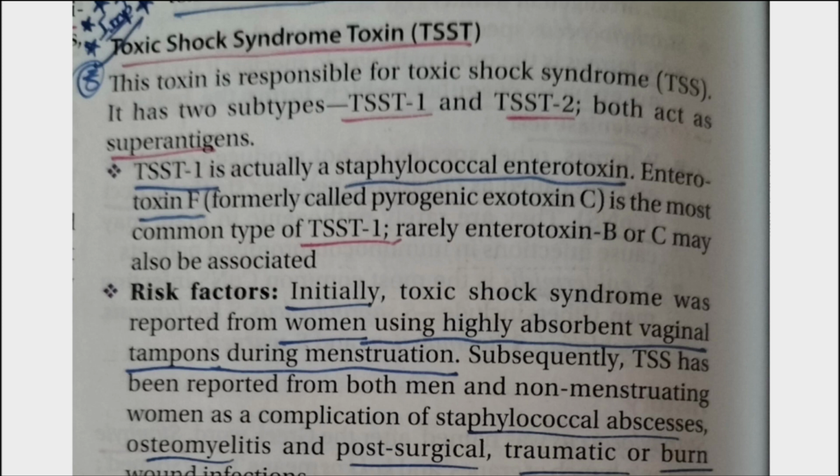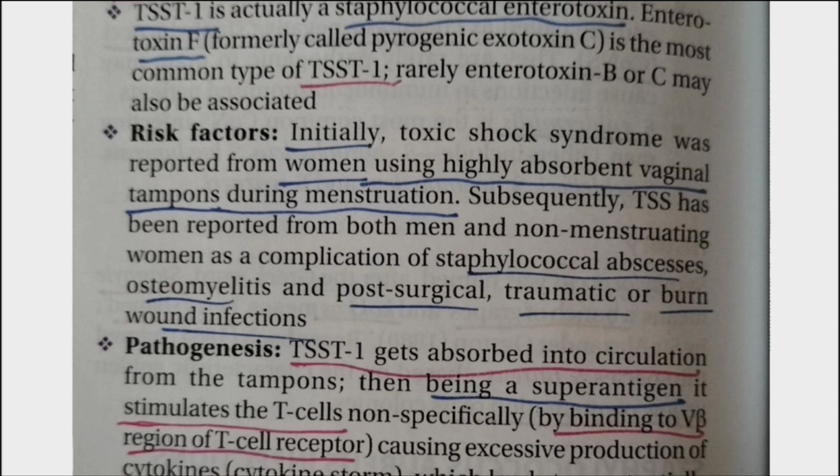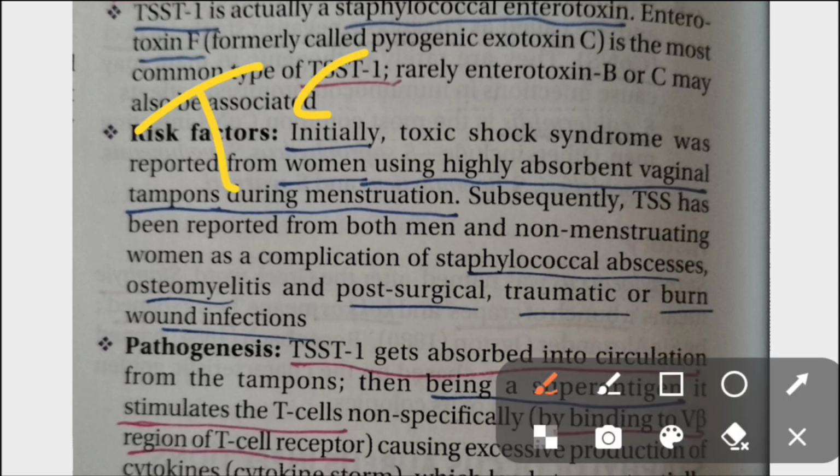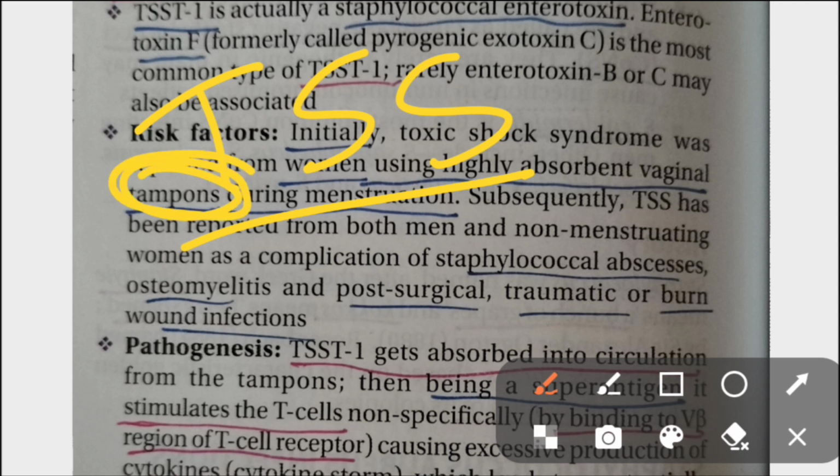Risk factor: initially toxic shock syndrome was reported in women who used highly absorbent vaginal tampons during menstruation. Later it was also seen in staphylococcal abscess, osteomyelitis, postsurgical trauma cases, and burn and wound infections.